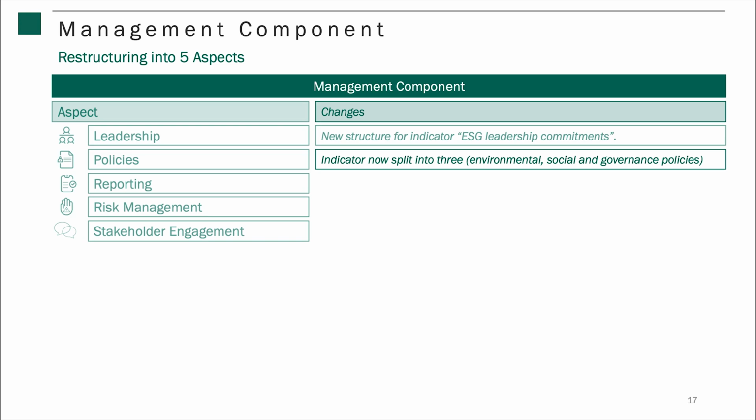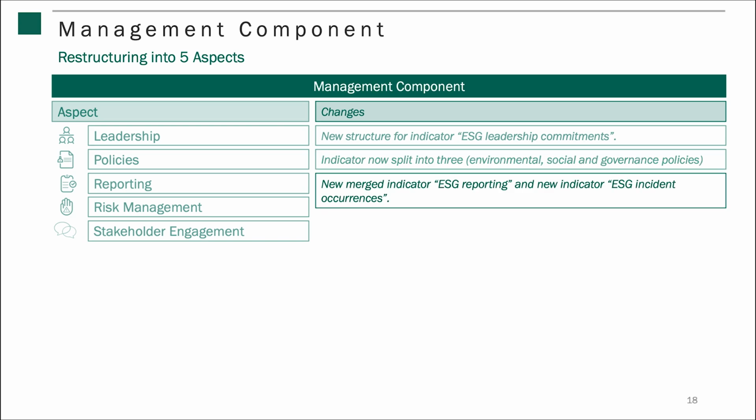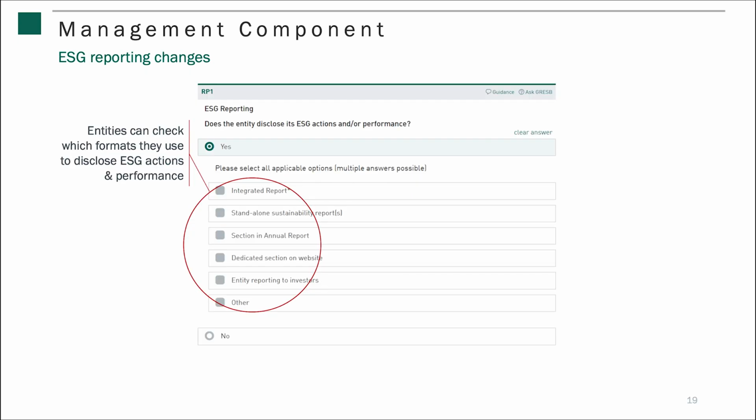The aspect policies consists of 3 indicators, which have been newly split into environmental, social, and governance policies. The third aspect, reporting, contains 3 indicators. 2 of these are new in 2020. The indicator ESG reporting is new, but actually consists of 2 indicators from 2019 that have been merged.